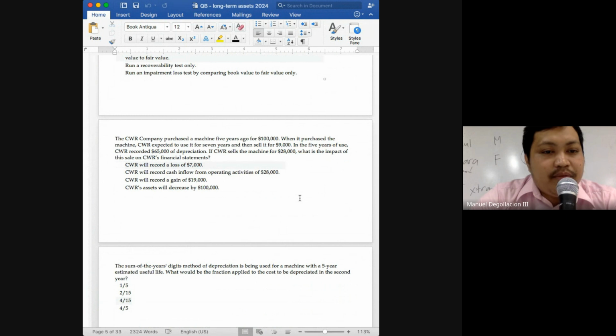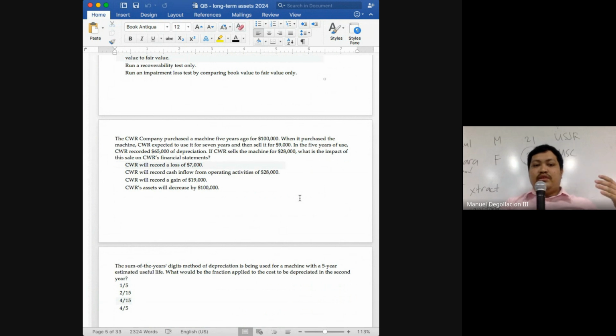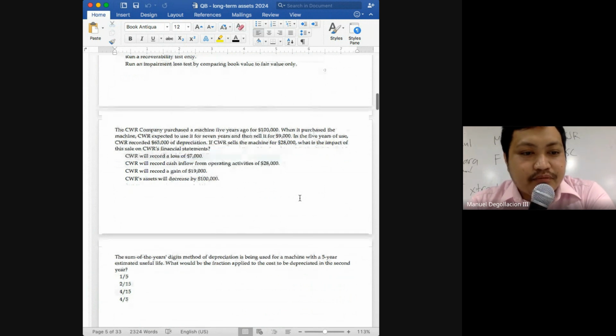Next, the company's assets will decrease by 100,000. Okay, how much will be the decrease here? It would actually be just 7,000. You recognize the asset with a book value of 35, and you will have additional cash in the amount of 28. So the increase here will just be 7,000.